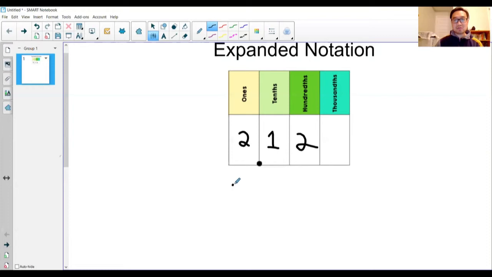I have 2 ones, which means 2. Then I'm going to add 1/10. 1/10 is shown as 0.1. Next, I'm going to add 2 hundredths. 2 hundredths is shown as 0.02. So my expanded notation for 2 and 12/100ths is 2 plus 0.1 plus 0.02.